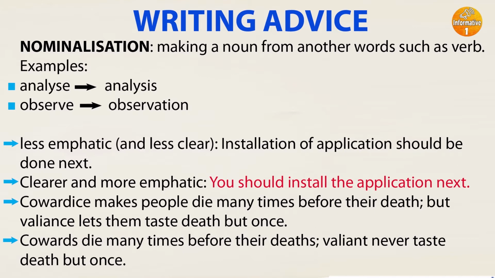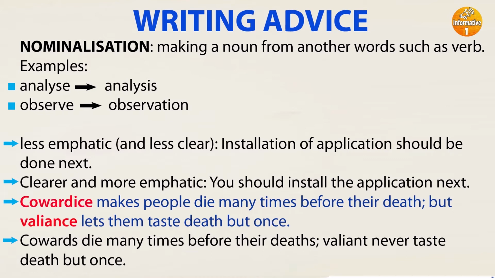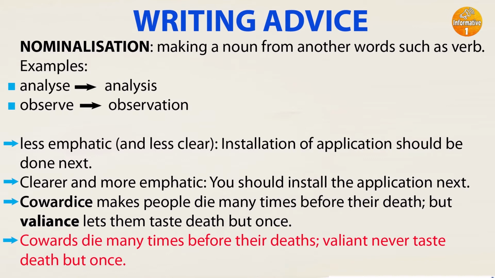Likewise, there's another sentence, cowardice makes people die many times before their death, but valiance is bravery. Valiance lets them taste death but once. Now, again, this sentence has two clauses or two sentences, and both of them begin with a nominalization. One nominalization is cowardice, and the other one is valiance. If we turn these into active subjects, the sentence becomes much better. Cowards die many times before their deaths. The valiant never taste of death but once. Now you can clearly see the difference in the two sentences. The first one is vague and it takes more energy to understand. The second one is clear and it's easy to understand.